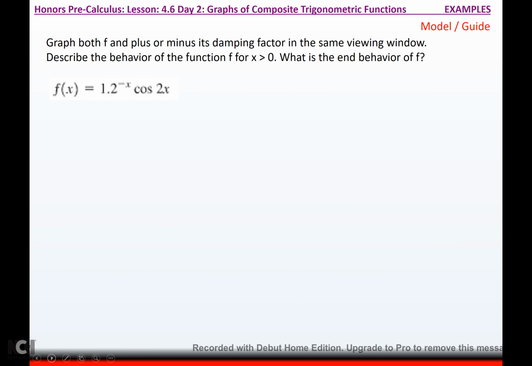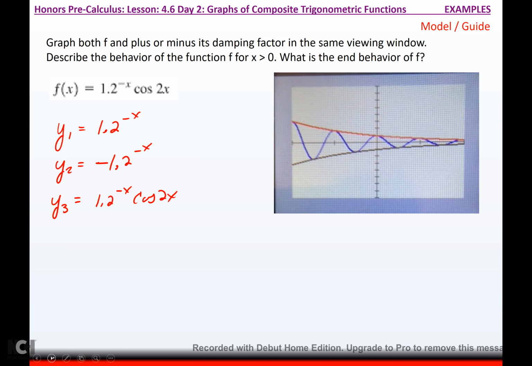It says graph both f and plus or minus its damping factor in the same viewing window. Describe the behavior of the function f for x greater than 0. What is the end behavior of f? So for y1 you're going to type in positive 1.2 to the negative x. For y2 you're going to type in negative 1.2 to the negative x. And for y3 you're going to type in 1.2 to the negative x cosine 2x. And you would get this picture.